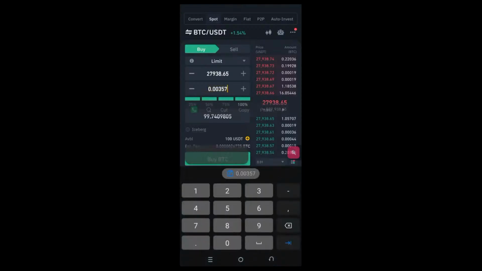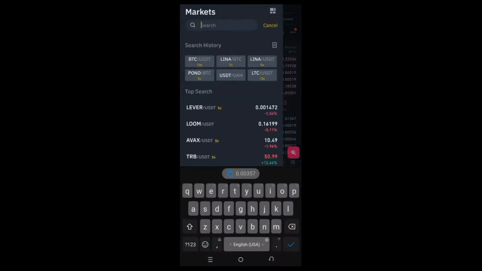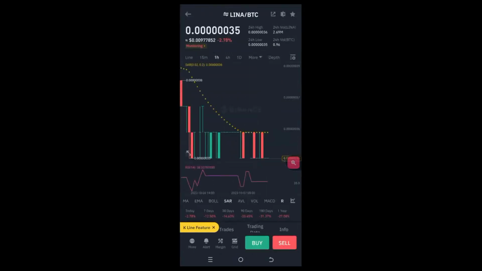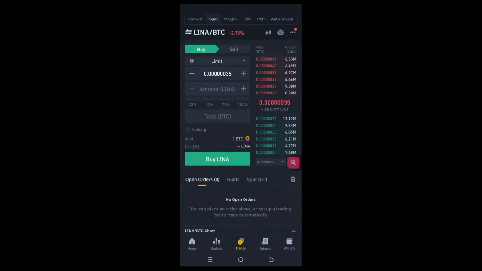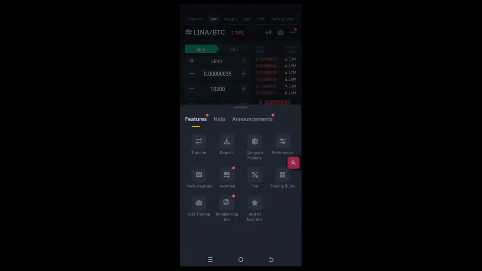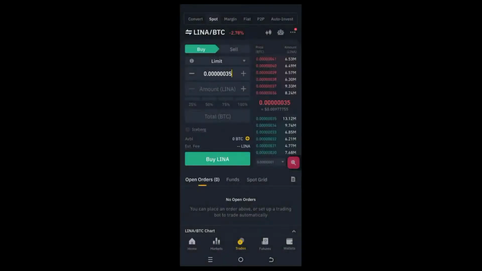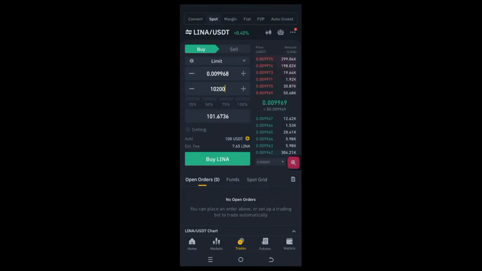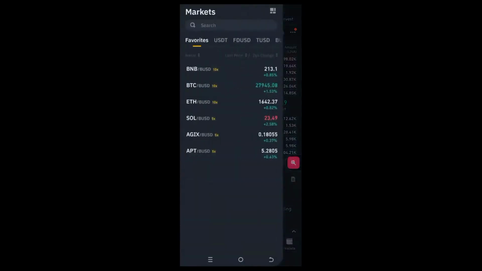Then let's copy it and go to Lena BTC. All right, here it is. I hope this is going to work for us. Okay, so let's put that in here quickly and buy. Make it snappy. That's 10,200. Let's copy that and quickly go and see how much this will give us in Lena USDT. By the way, this is triangular arbitrage. So I'm just going to put this in here and see. Oh, $1.67. Not bad at all. 1.67%. Let's go.